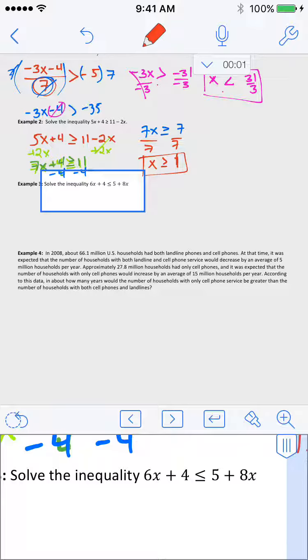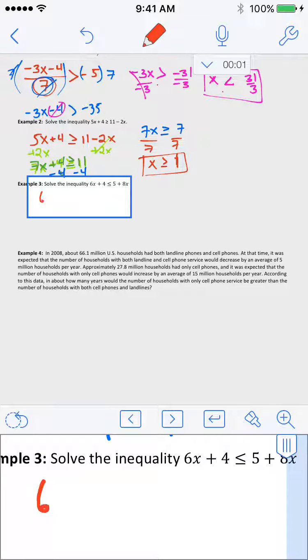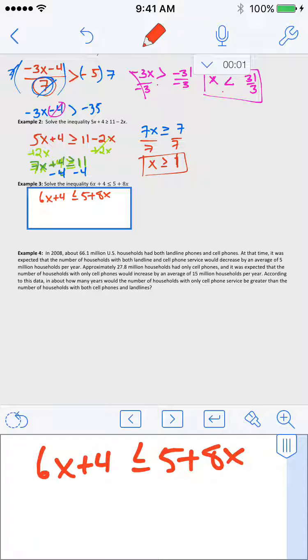Okay. I hope you had a chance to try this one out on your own. Solve the inequality 6x plus 4 is less than or equal to 5 plus 8x. So I've got 6x plus 4 less than or equal to 5 plus 8x. Alrighty. I have variables on both sides, which is an issue for me. I normally go from left to right. I'm going to keep doing that.